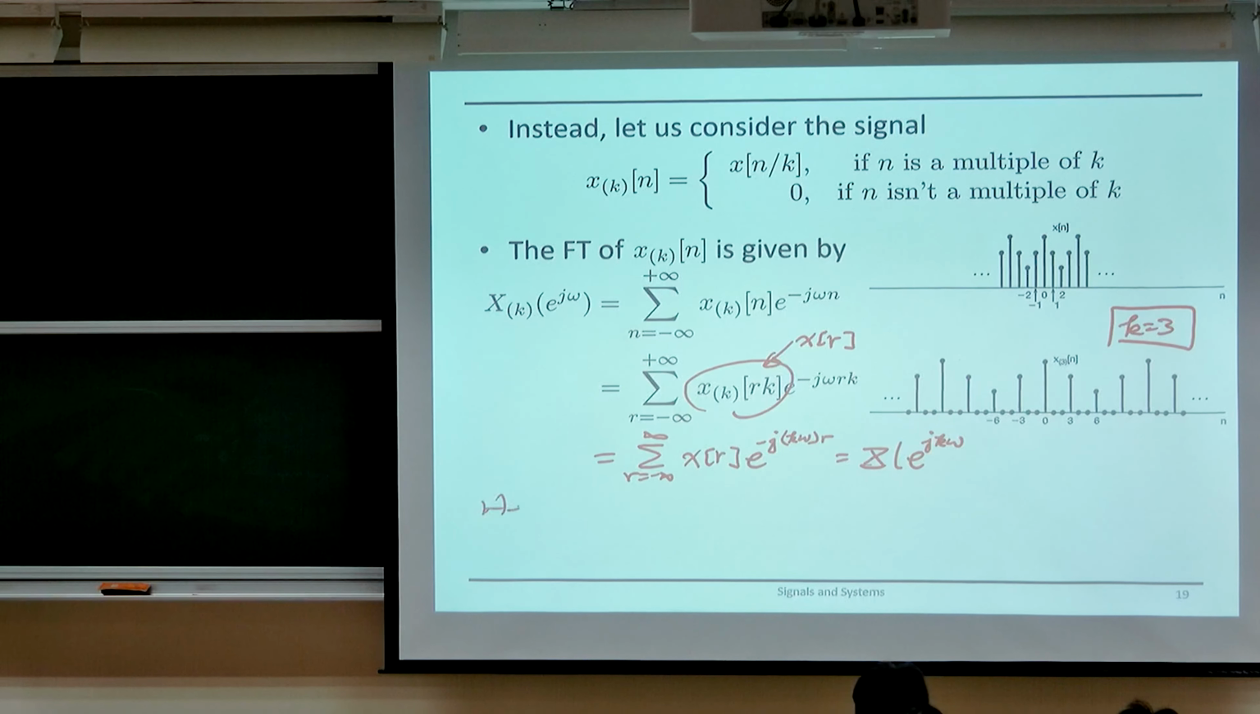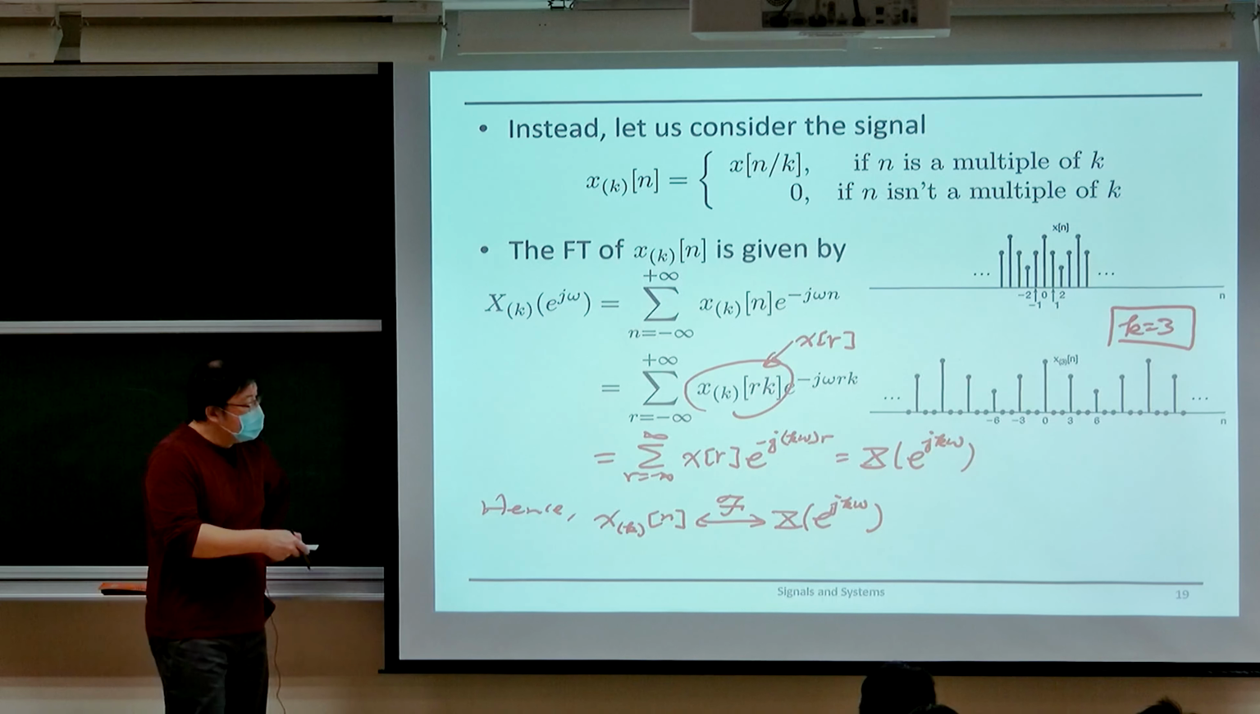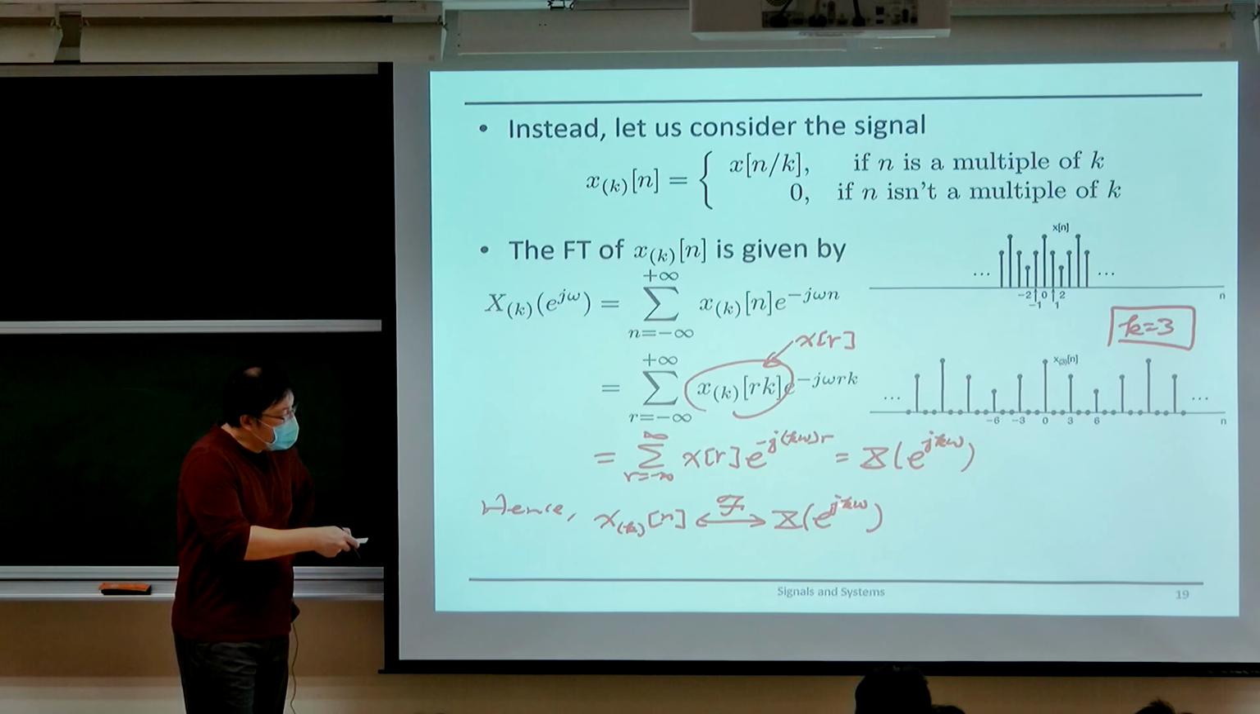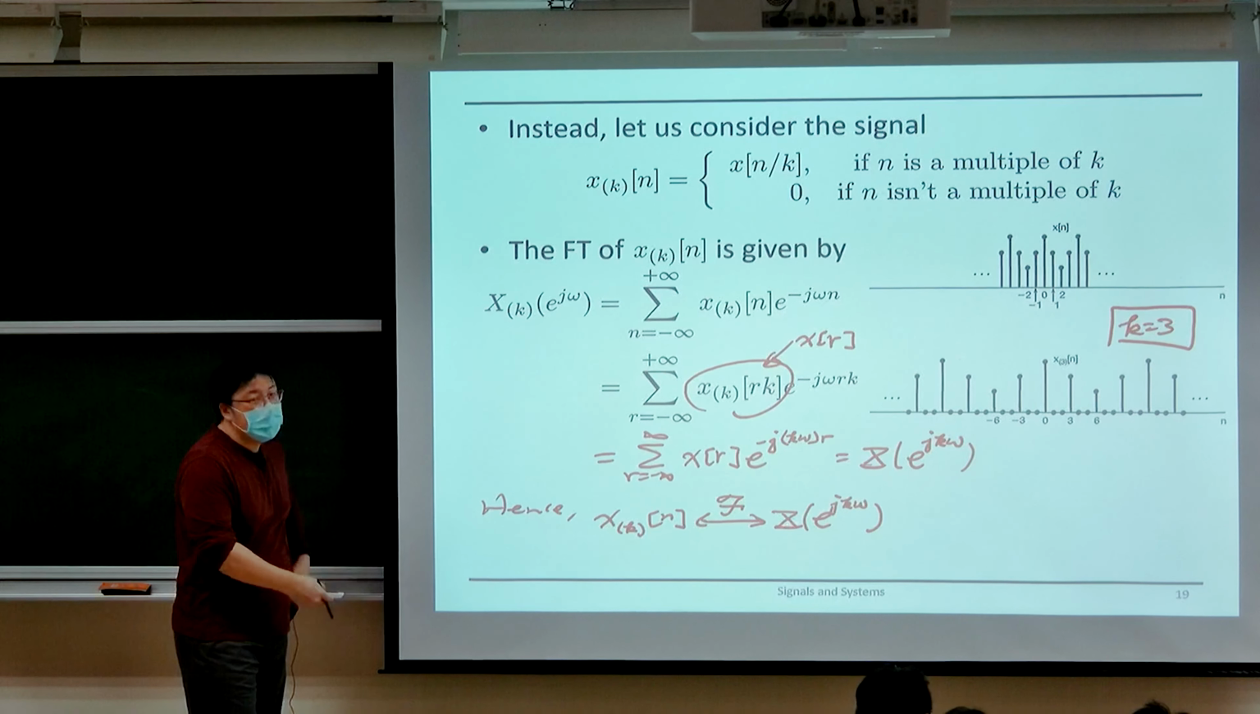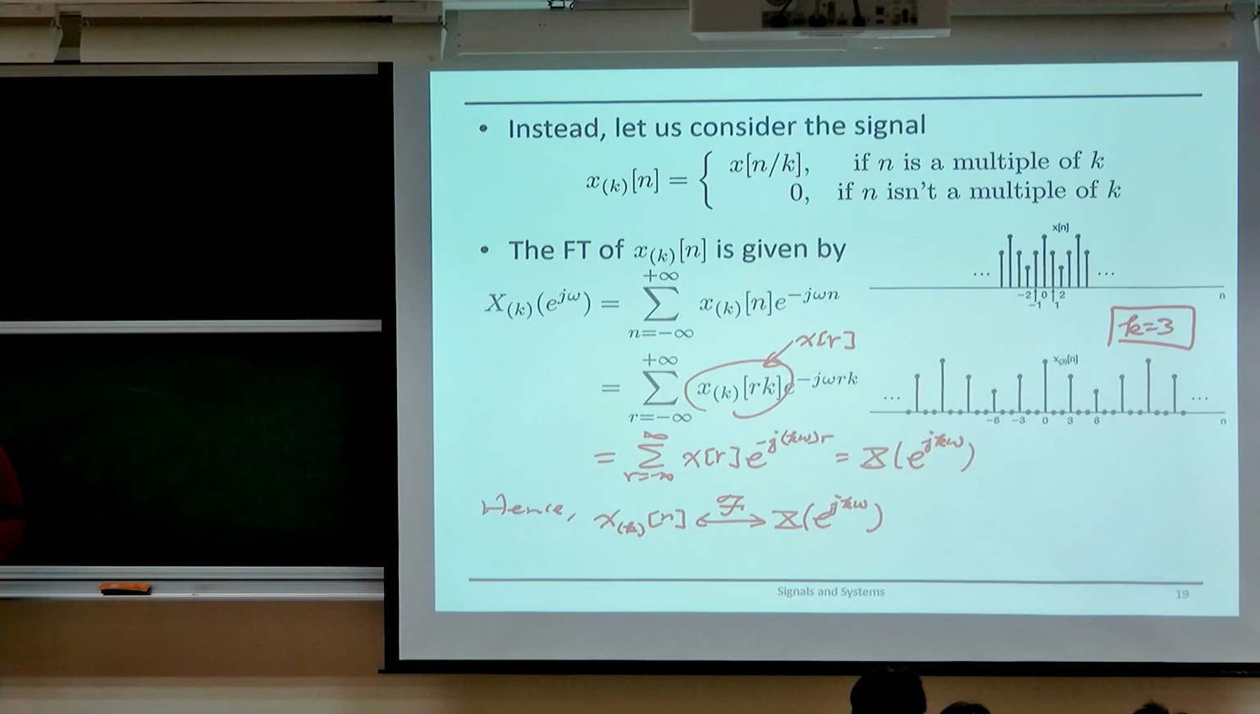So hence, x_k[n] has a Fourier transform that is capital X(e to the j k omega). Due to this factor k, the spectrum here is compressed by k times.